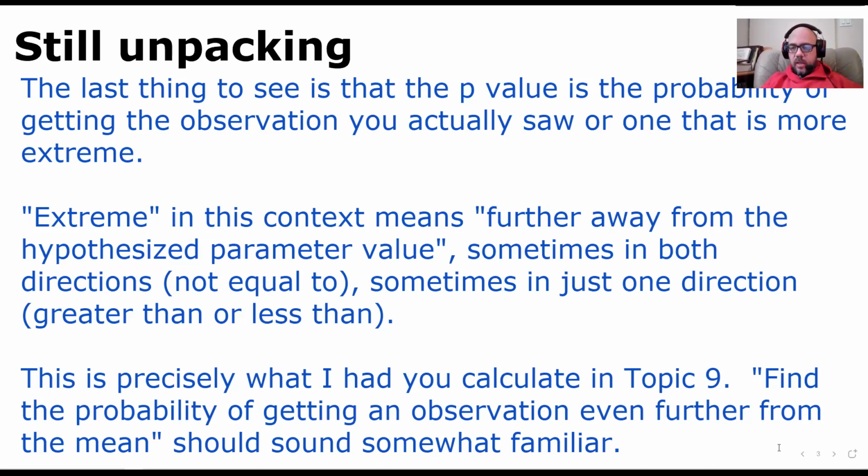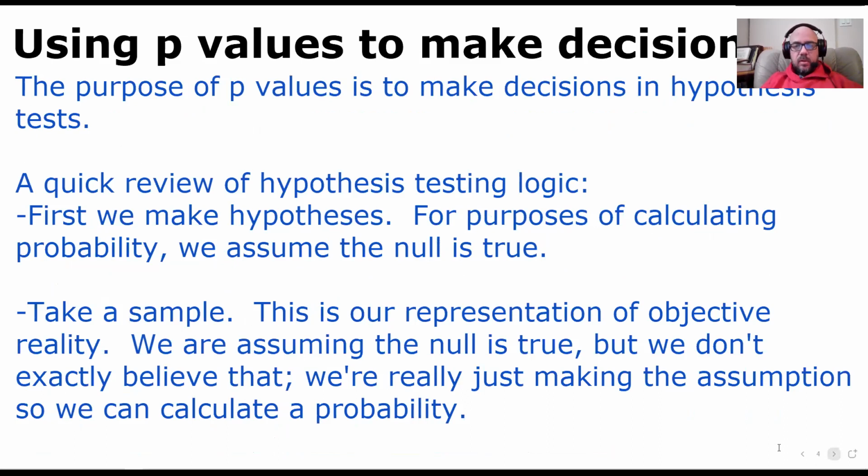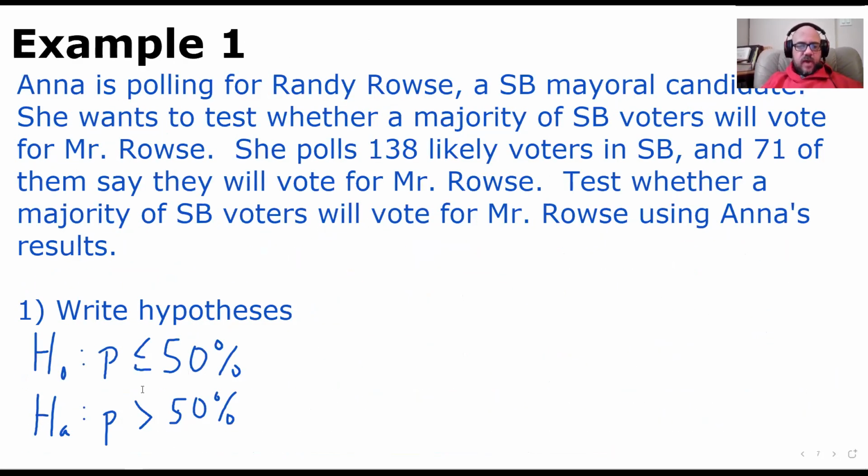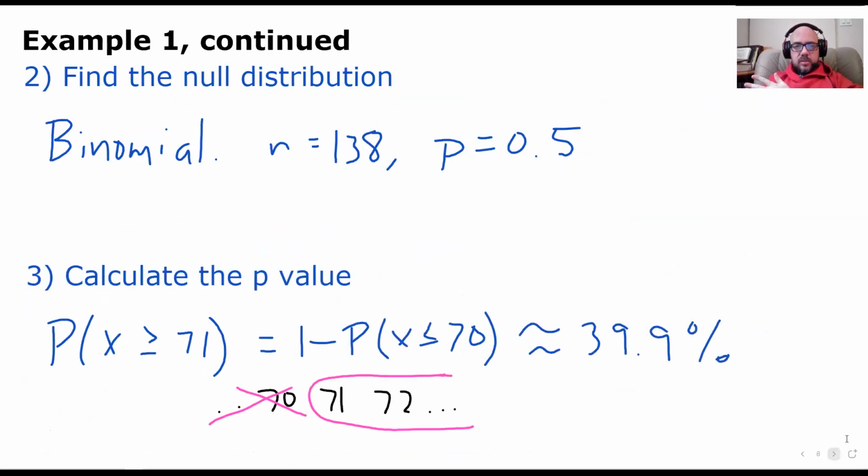So when we looked at our example here, and our alternative hypothesis was greater than, I was only looking to the right. When I did this calculation, I was only looking at 71 or greater, because that's the direction the alternative hypothesis indicated for extremeness.